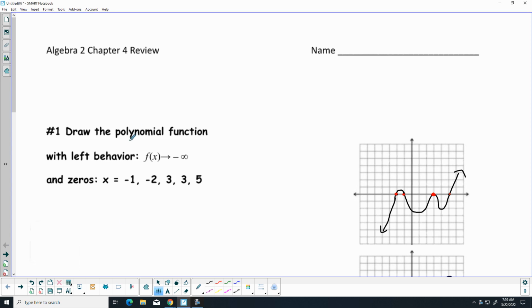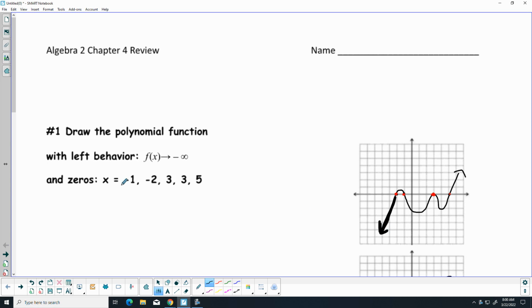All right, this is the Algebra 2, chapter 4 review, part 2. The first part is we want to draw a polynomial with left behavior. So on the left-hand side of the graph, it's going to be approaching negative infinity. So on the left-hand side, I know it has to be going down. So I started by just drawing that down. That'd be my first step.